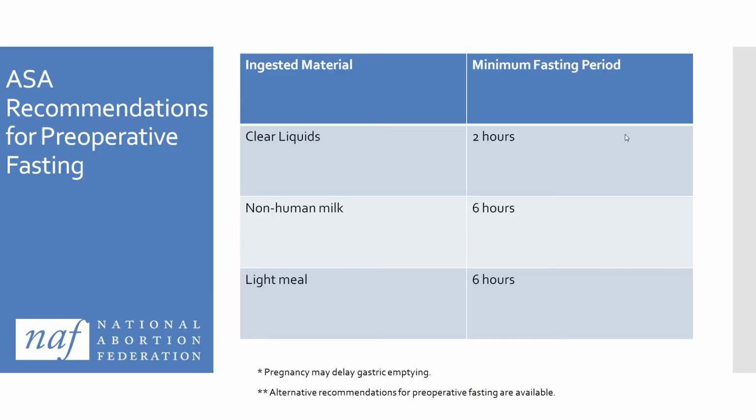While there are alternative recommendations for preoperative fasting, and the choice for minimum fasting period can be facility-based, the ASA recommends a minimum of 2 hours for clear liquids and 6 hours for milk or a light meal. These are only recommendations, and it should be noted that pregnancy could delay gastric emptying.